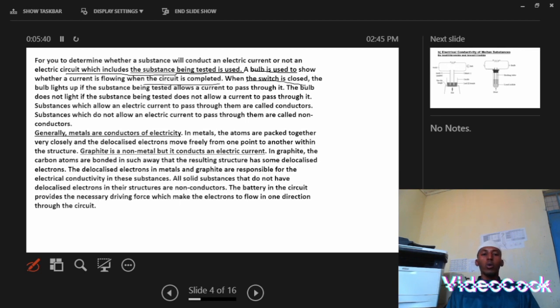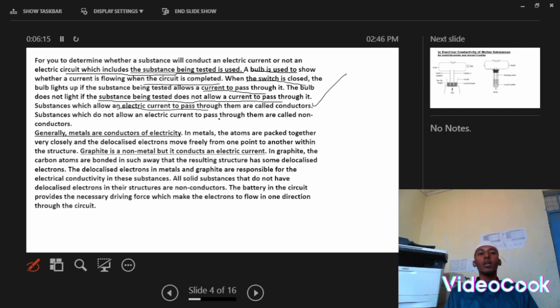So here they told us that generally metals are good conductors of heat and electricity. The bulb will light if a substance being tested allows a current to pass through it. The bulb does not light if the substance being tested does not allow an electric current to pass through it. Substances which allow an electric current to pass through them are called conductors. While substances which do not allow an electric current to pass through are called non-conductors.